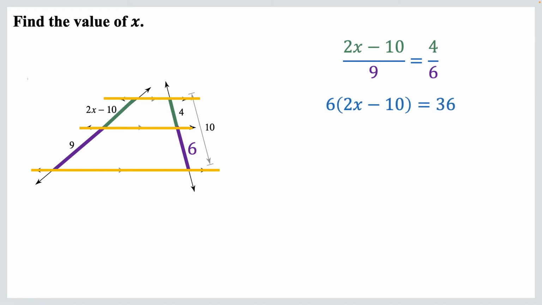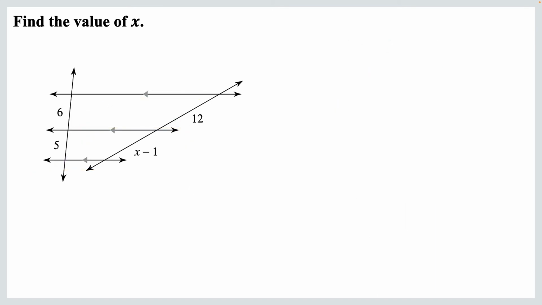Cross multiply. So we're going to distribute that 6 through the parentheses. Again, pause the video if you need to get caught up writing. 12x minus 60 equals 36. We'll add 60 to both sides. 12x equals 96. Divide both sides by 12, and x equals 8. Okay, now you try this one. Pause the video for a second and see how you do.